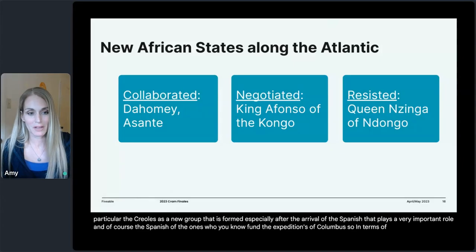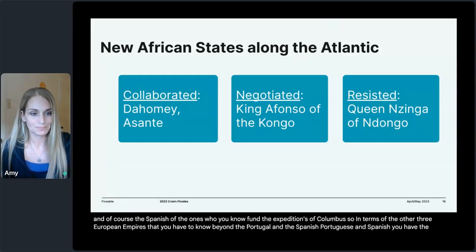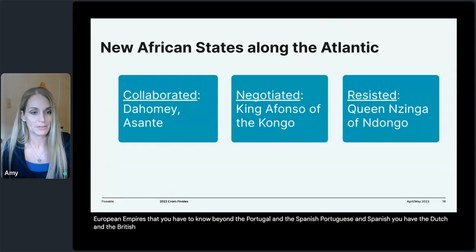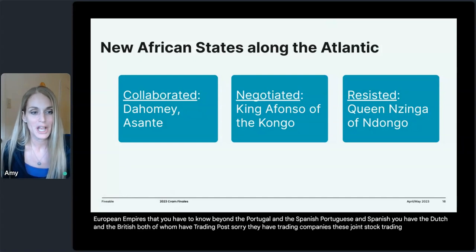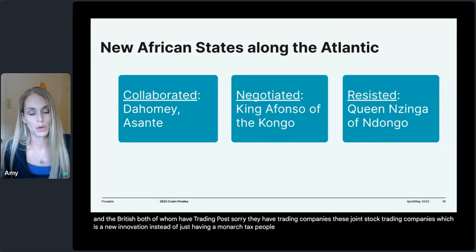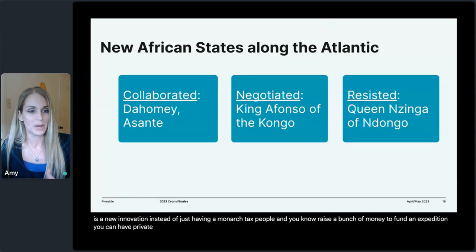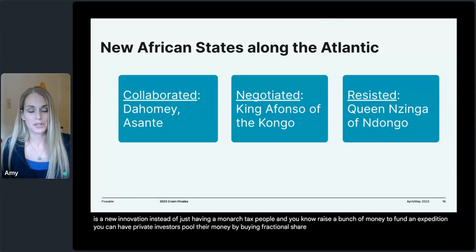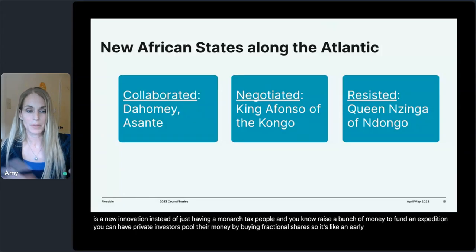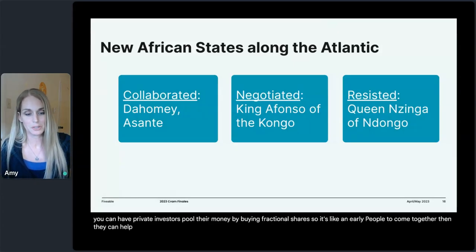In terms of the other three European empires that you have to know beyond the Portuguese and the Spanish, you have the Dutch and the British, both of whom have joint stock trading companies, which is a new innovation. Instead of just having a monarch tax people and raise a bunch of money to fund an expedition, you can have private investors pool their money by buying fractional shares. So it's like an early corporation. By getting a bunch of people to come together, then they can help fund these expeditions.